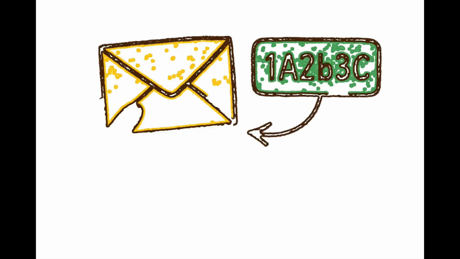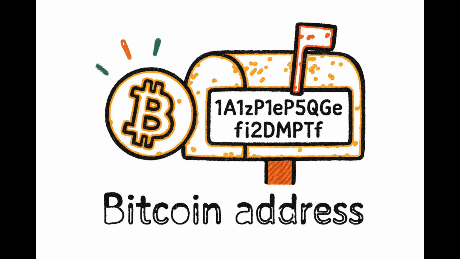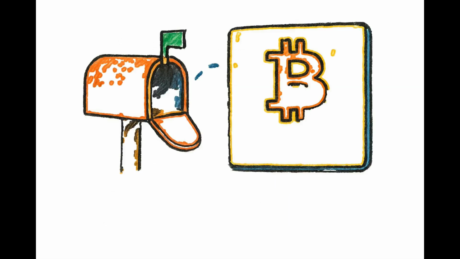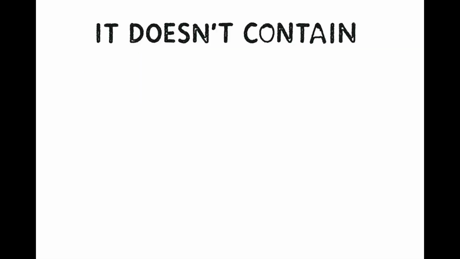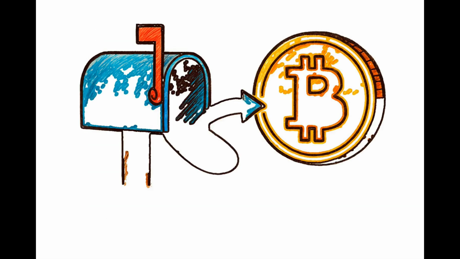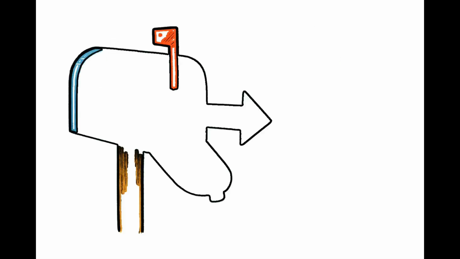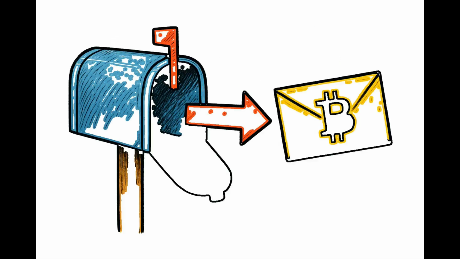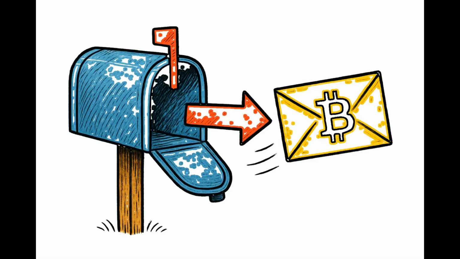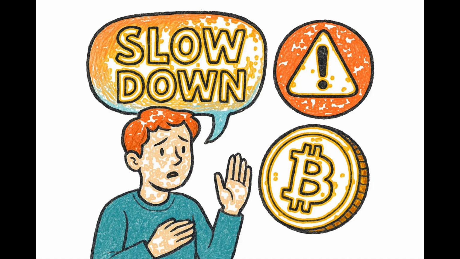The first step in a first transaction is receiving a destination. On Bitcoin's base layer, that destination is a Bitcoin address. A Bitcoin address is like a mailbox number. It doesn't contain a name and it doesn't confirm ownership. It's just a location the network knows how to deliver to. If you send Bitcoin to the wrong address, the network will still deliver it, just like mail dropped into the wrong mailbox. So this is the point where beginners need to slow down.